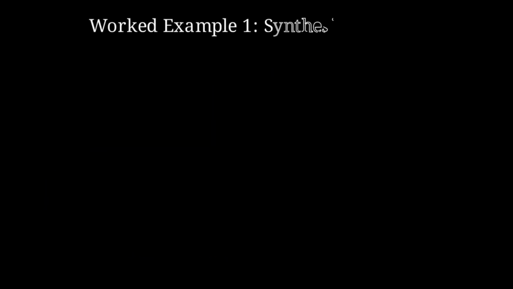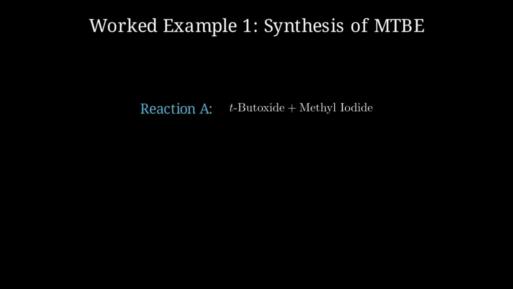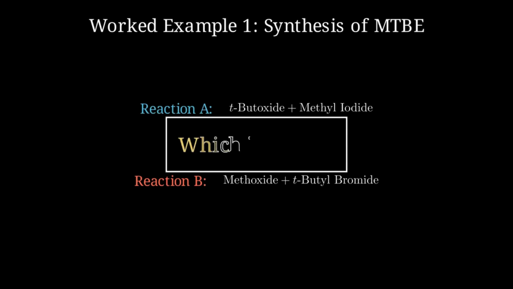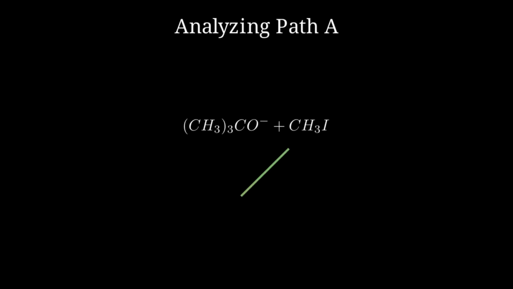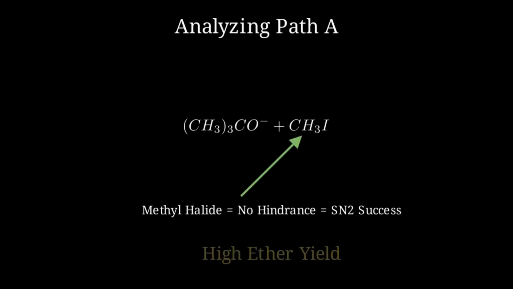Let's look at synthesizing methyl tert-butyl ether, or MTBE. We have two possible sets of reactants. One path uses a bulky alkoxide and a simple halide, while the other uses a simple alkoxide and a bulky halide. In path A, we use methyl iodide. Because there are no beta hydrogens and zero steric hindrance, elimination is impossible. This is the perfect setup for a high-yield Williamson ether synthesis.